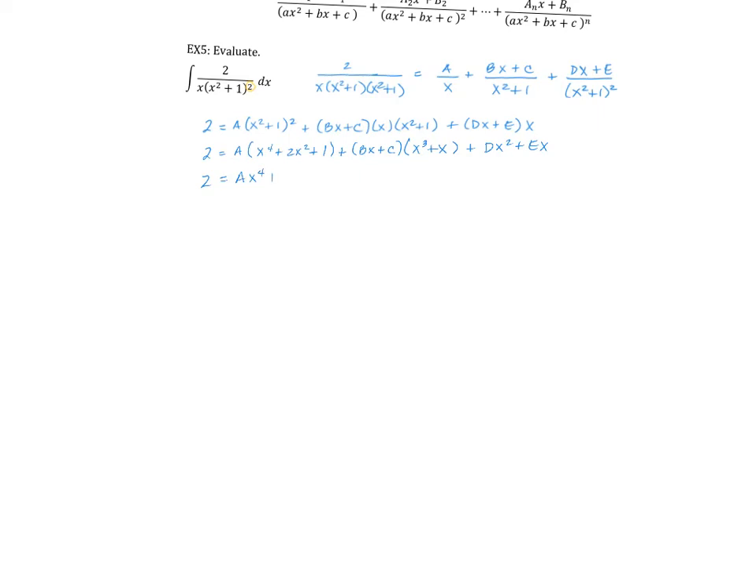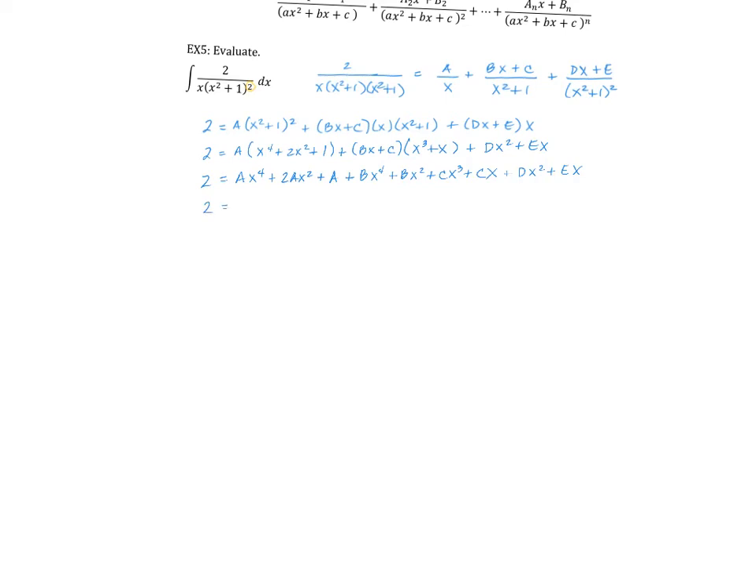Ax to the 4th plus 2ax squared plus a plus bx to the 4th plus bx squared plus cx cubed plus cx. Is that right? x to the 4th, x squared, cubed. Yes, that's right. Plus dx squared plus ex. All right, let's combine all our like terms.